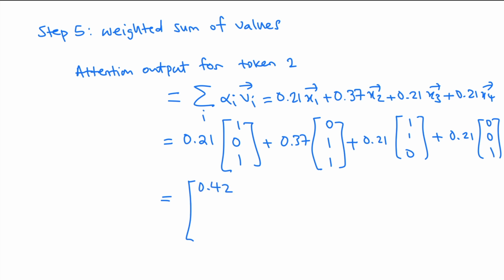For the first element, I have 0.21, and I have two of those, so that gives me 0.42. And then for the second element, I get 0.37 plus 0.21, which gives me 0.58. And then the last one is 0.79. So this means that now this is the attention output for token 2. Right? And similarly, you can do these to find for token 1, token 3, token 4, but in this case, we focus on token 2.